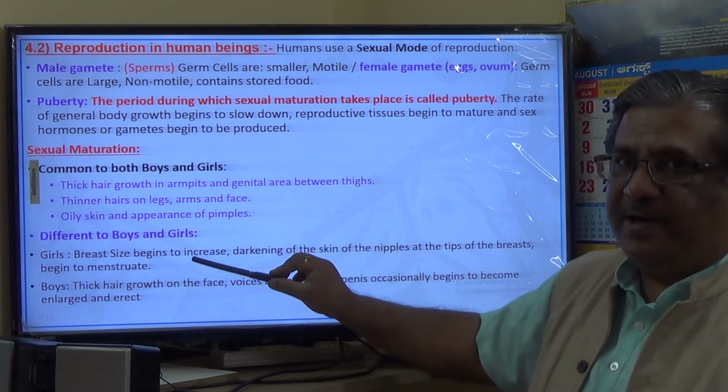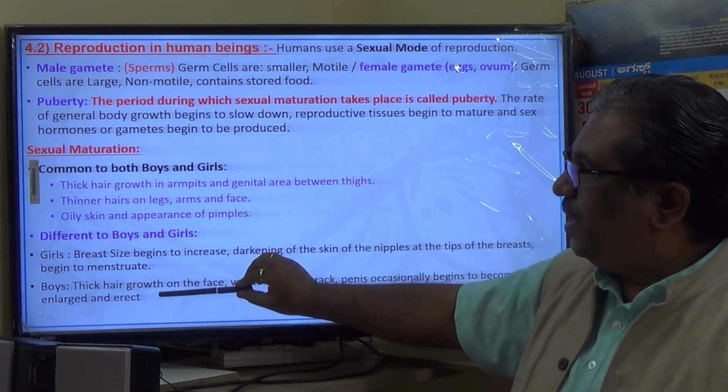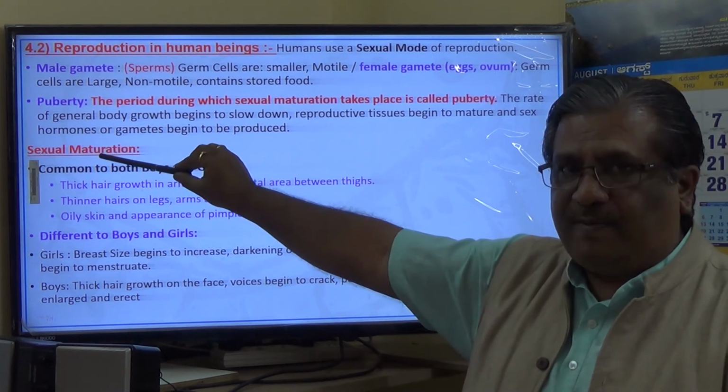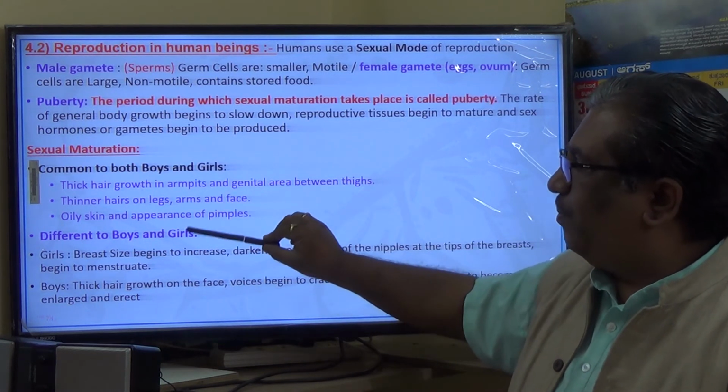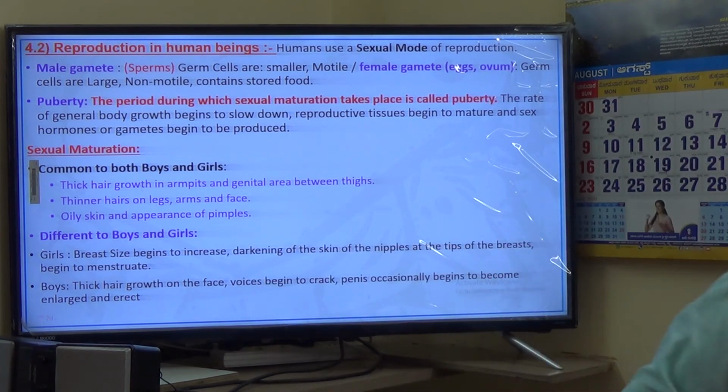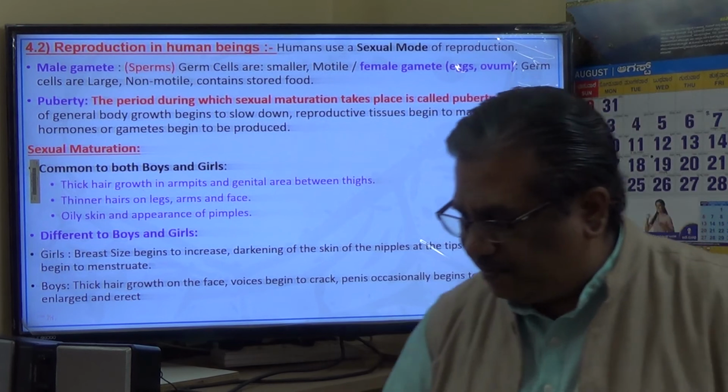I'll take a pause over here. Please read yourself and try to understand what is common to both boys and girls during sexual maturation and what is different for boys and girls during sexual maturation. Please read. Yes, students, we'll proceed further.